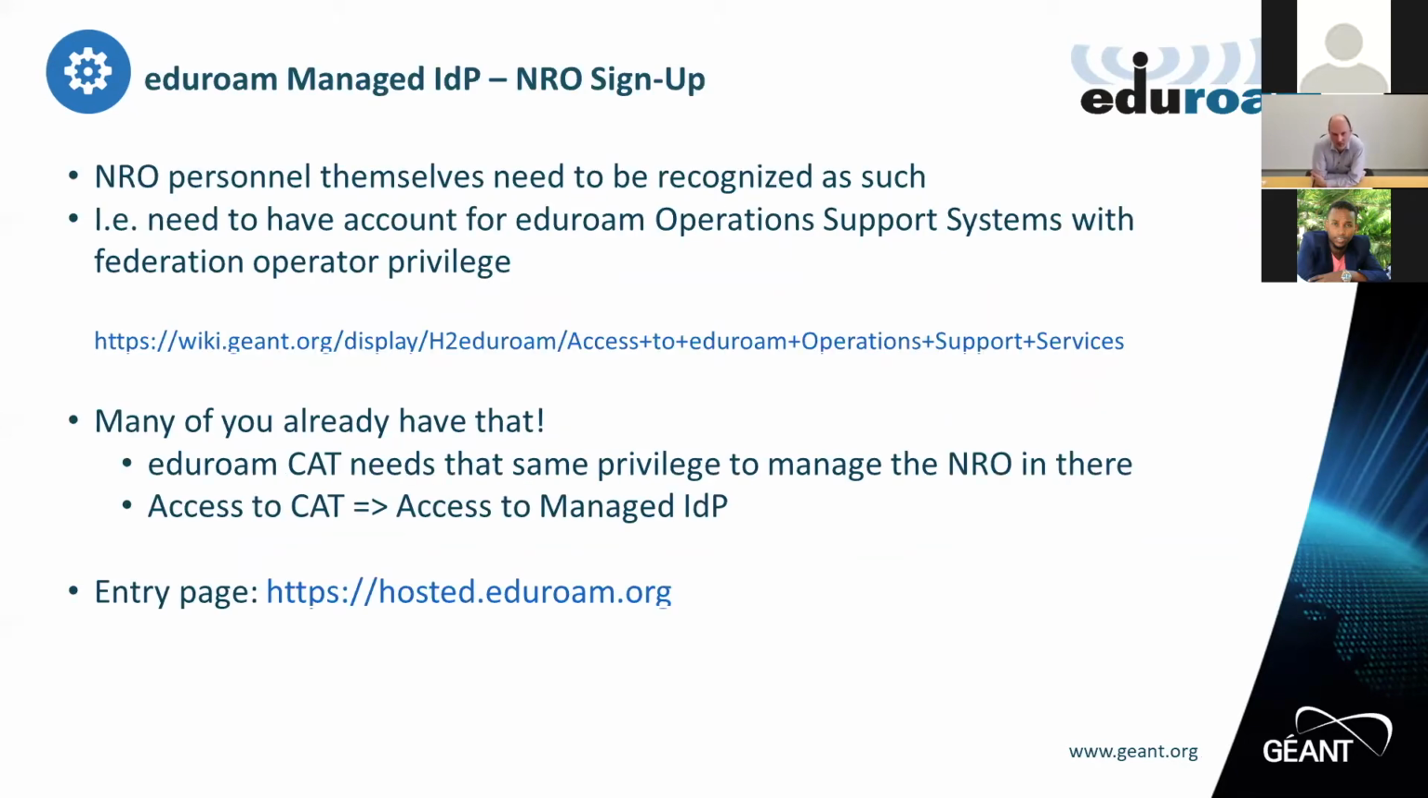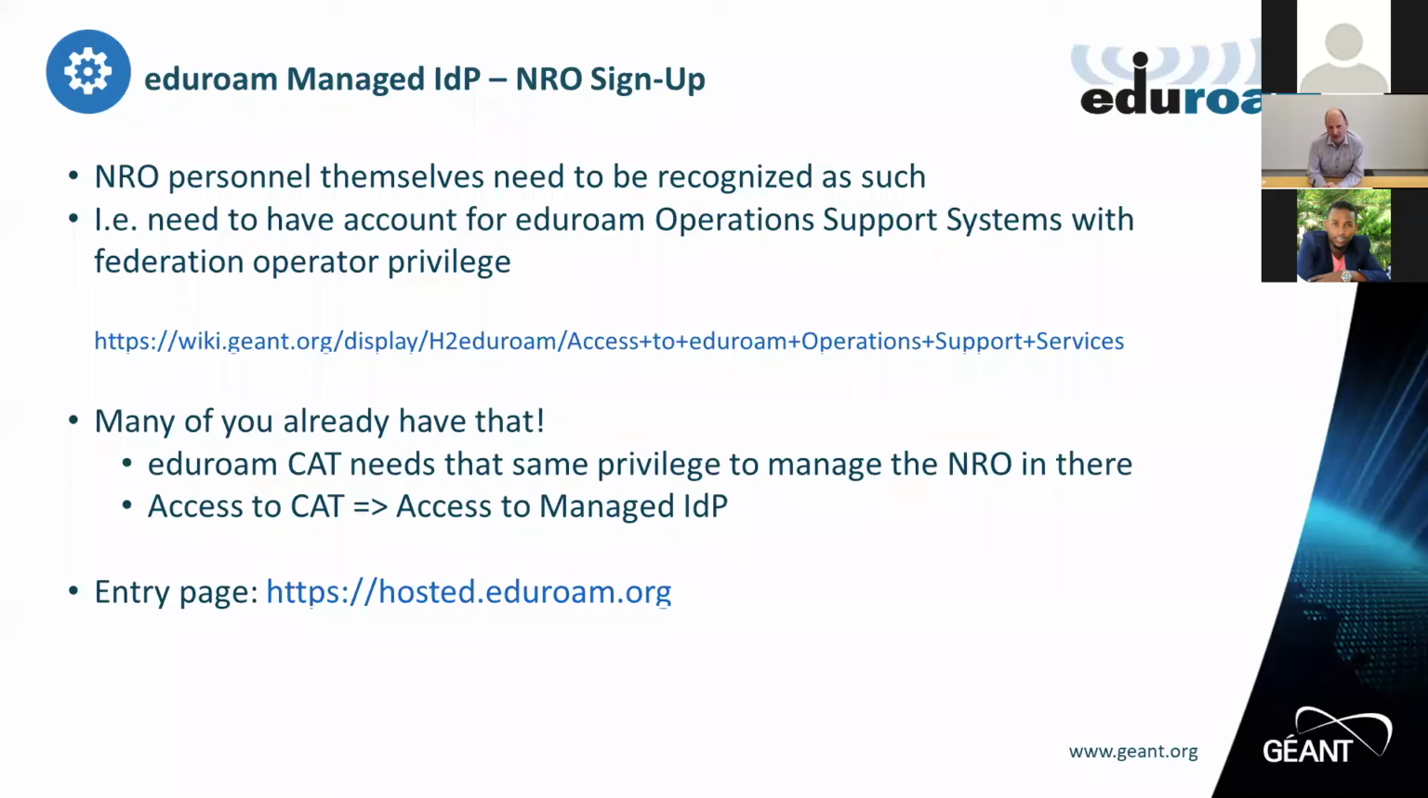First of all, the NRO sign up is basically a reward for you if you are already registered with the Eduroam operations support systems. So if we know about you in terms of being in the Eduroam database as NRO personnel, and if you have activated your account by clicking a certain link you received many years ago, then all is already set. As a rule of thumb, Eduroam CAT and Eduroam Managed IDP use the same code base, and they use the same authorization system. So if you are already a user of Eduroam CAT, you don't have to do anything. You can just log into Eduroam Managed IDP, and we automatically and immediately recognize you.